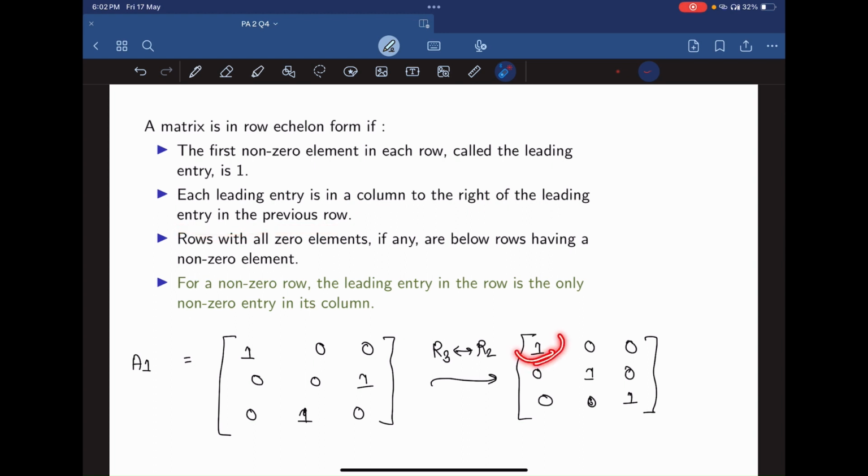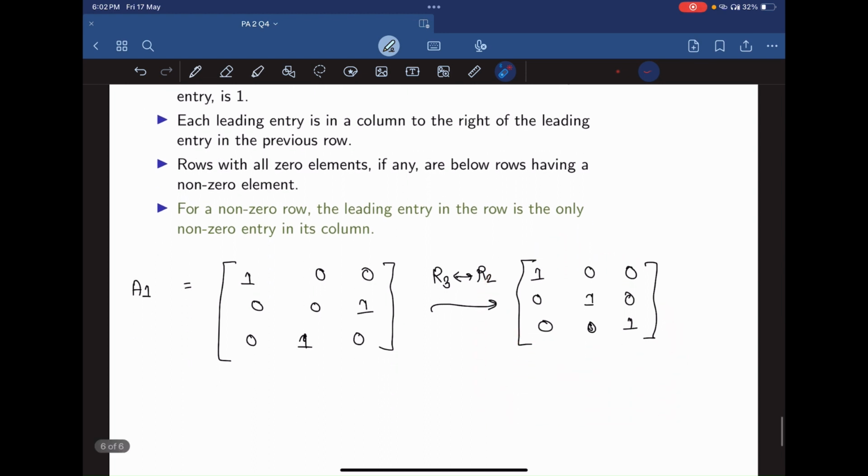So if we look at each row, then for this, the next pivot entry is to its right. For this also, the next pivot entry is to its right. The third condition says that rows with all zero elements, if any, are below the rows having non-zero elements. So there is no zero row, so there's no point in discussing this.